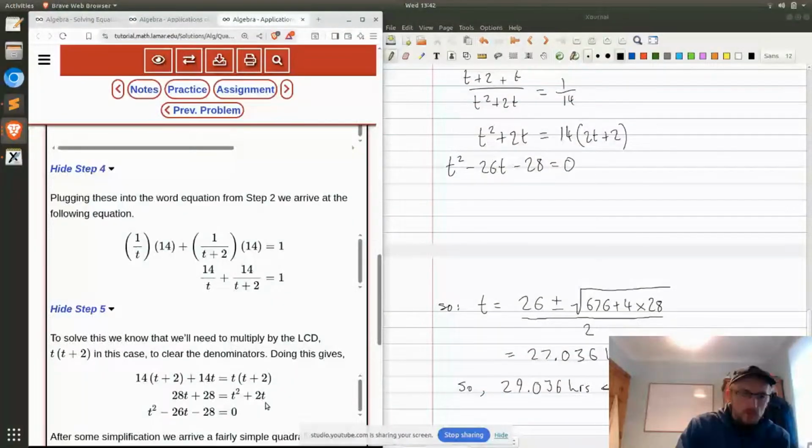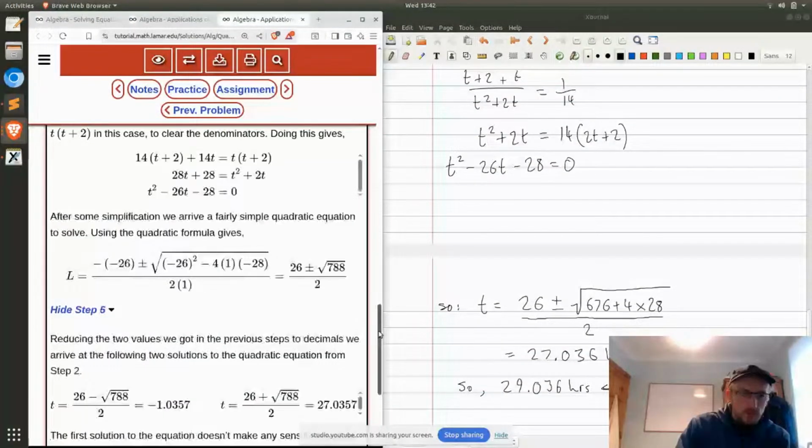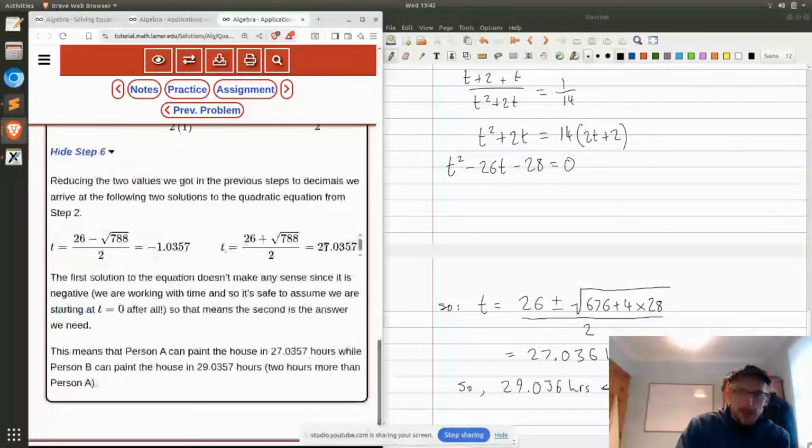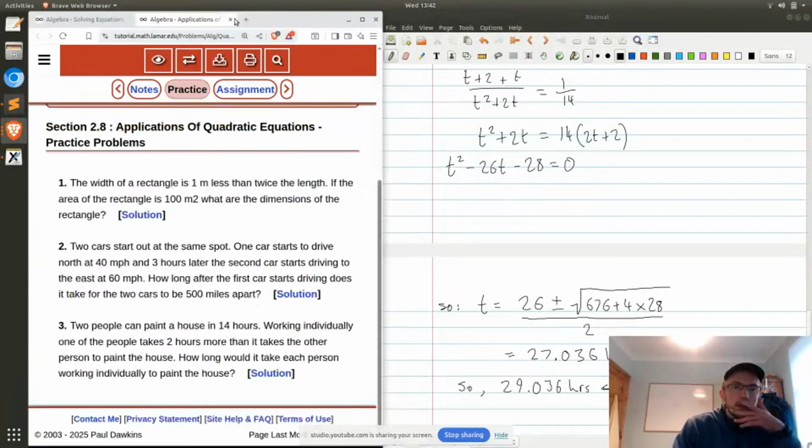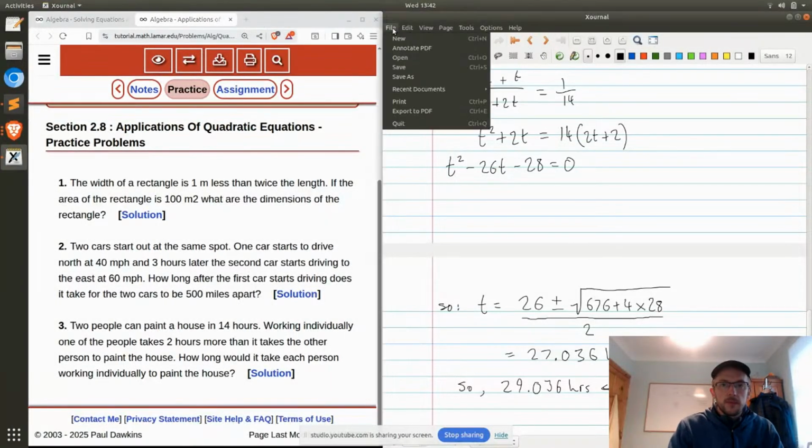A bunch of text. And correct. That's correct, and that's good. Okay, so applications of quadratic equations finished.